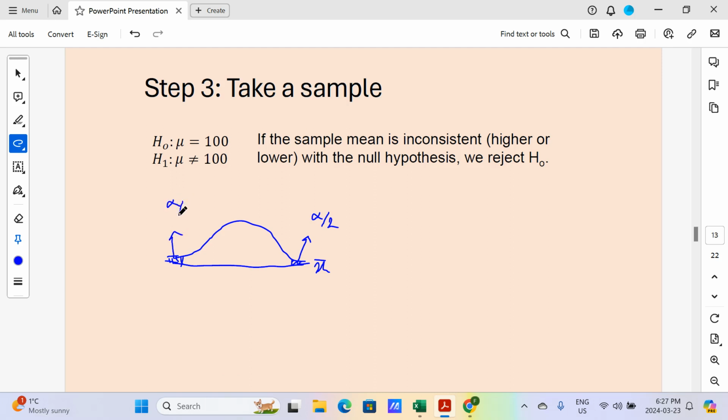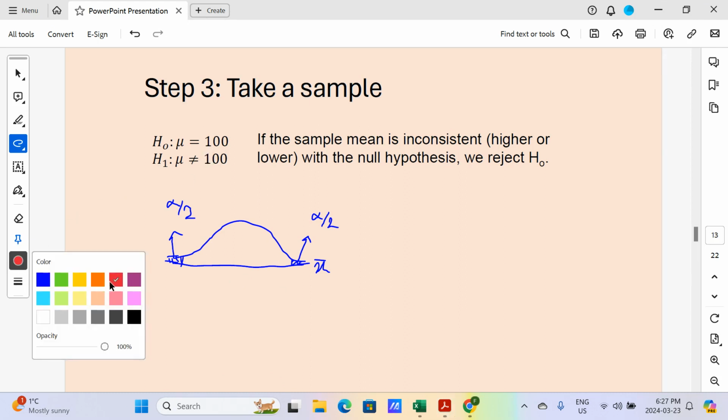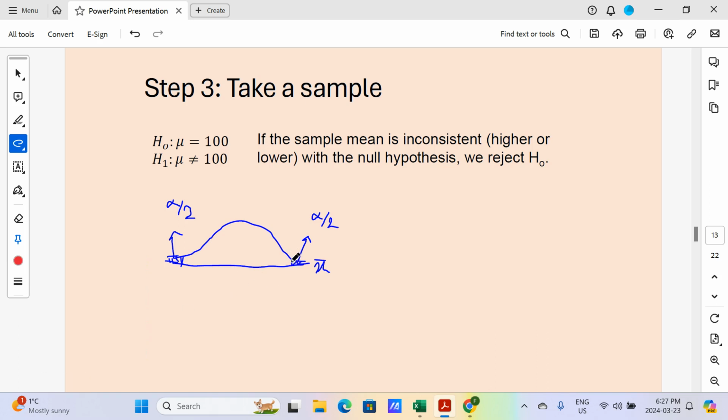And in total, the probability of the rejection region is alpha, and I have two tails, two rejection regions, so each rejection region would be alpha divided by 2. Because of that, we call that a two-tail test. To identify the rejection region clearly, I need this cutoff point and this cutoff point.